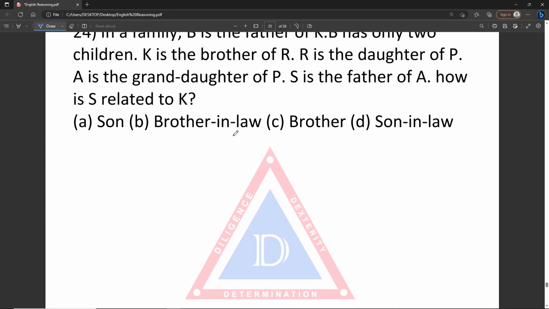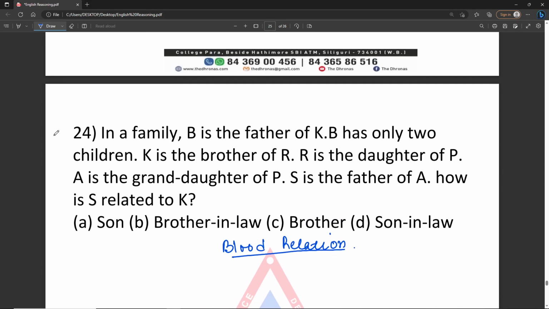Next question is about blood relation. So what the question is, in a family, B is the father of K.